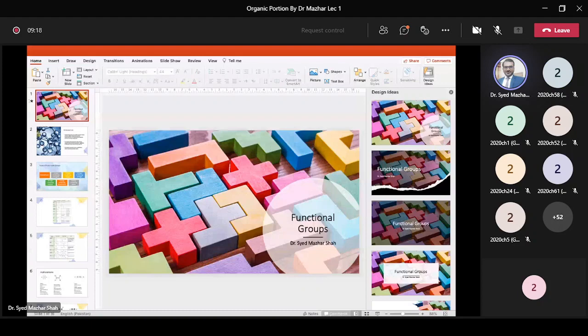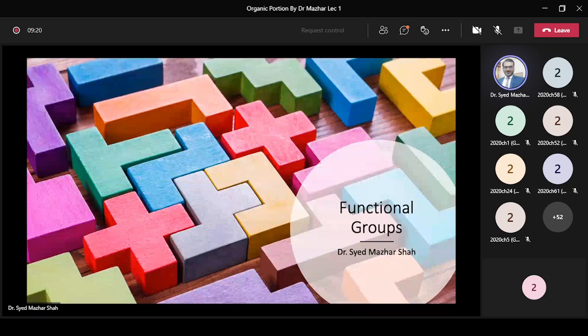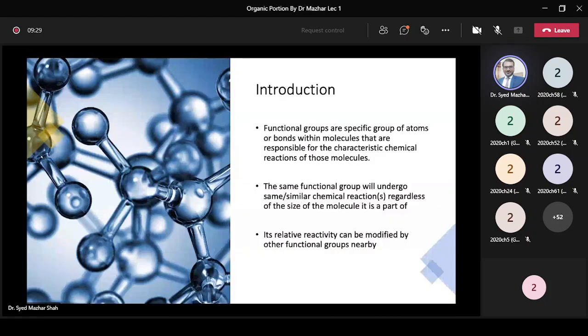Okay, so as I told you, we will start from the functional groups. So what are the functional groups? Before that, maybe all of you have heard or read in your previous courses about hydrocarbons and different common functional groups like alcohols, carboxylic acids, ethers, etc. Have you heard about that, or do you know about any of these functional groups already? Yes, sir.